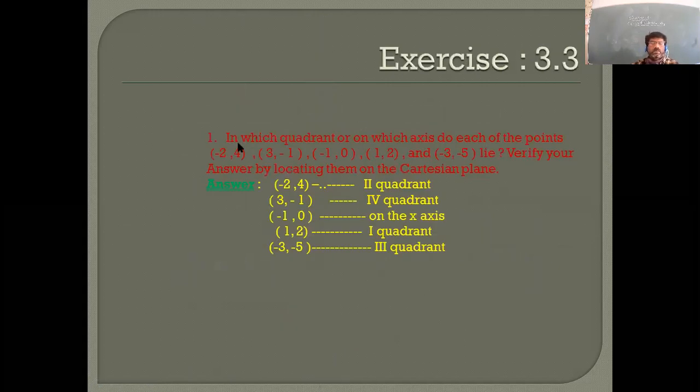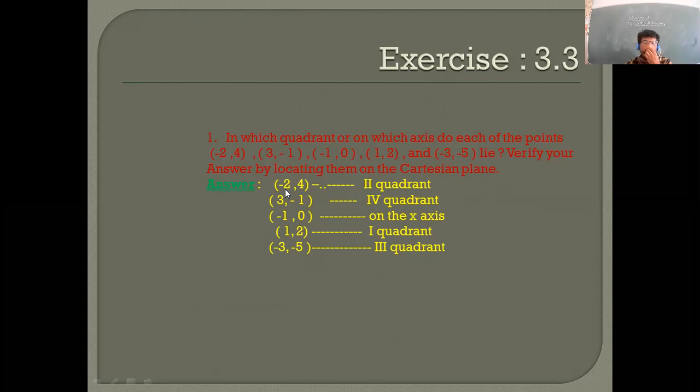Exercise 3.3. In which quadrant or on which axis does each of the points (-2, 4), (3, -1), (-1, 0), (1, 2) and (-3, -5) lie? Verify your answer by locating them on the Cartesian plane. So by seeing each point, you have to say which quadrant or axis it lies in.